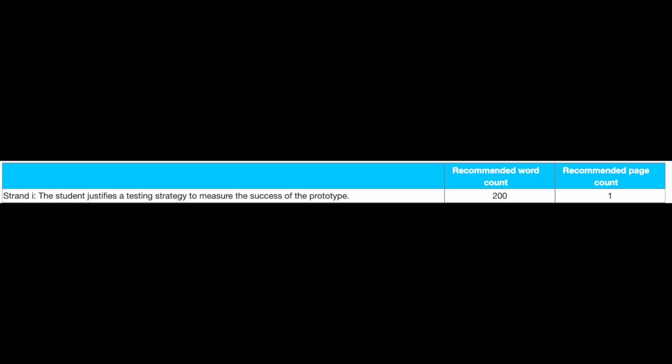Hi, this is guidance for Criterion D Strand 1 of the DTIA, in which you will justify a testing strategy to measure the success of your prototype. In Criterion D, you are encouraged to use extended writing.